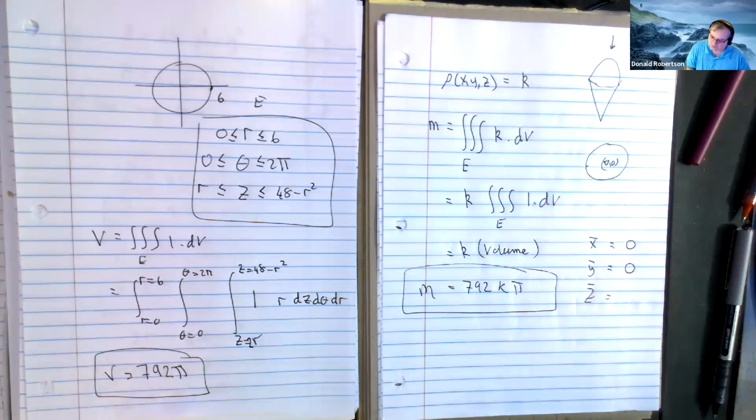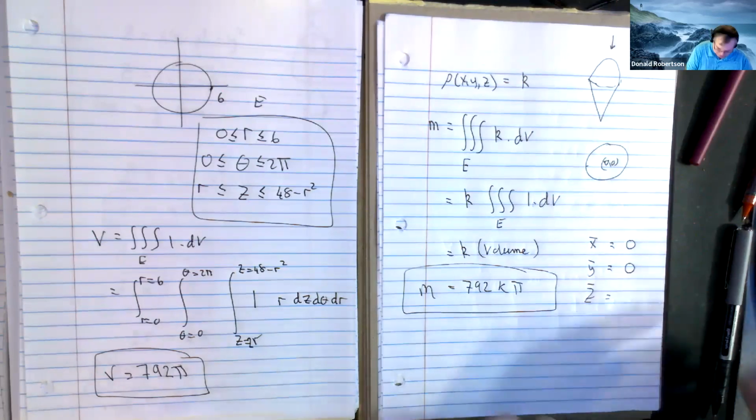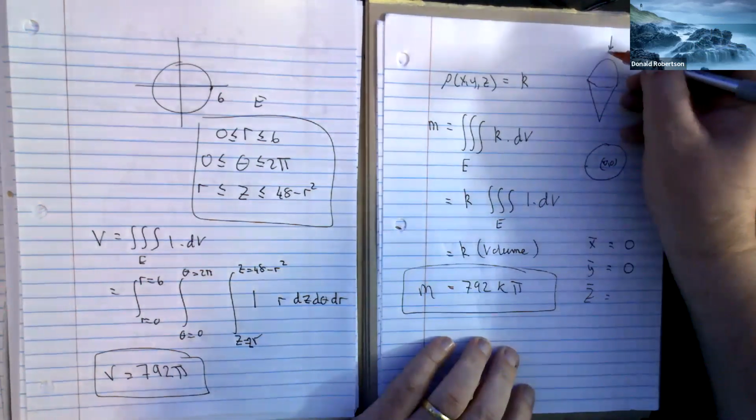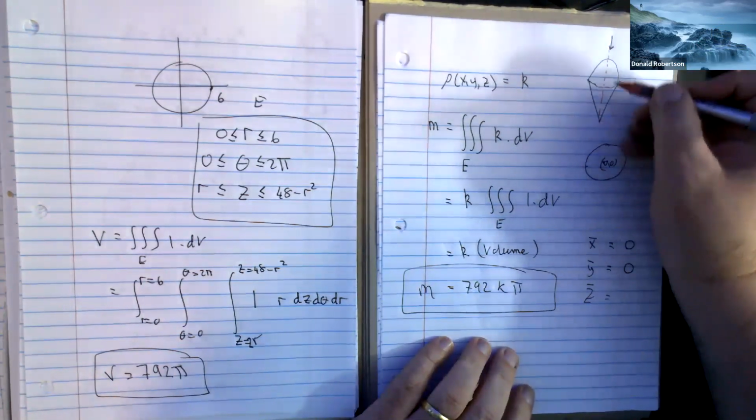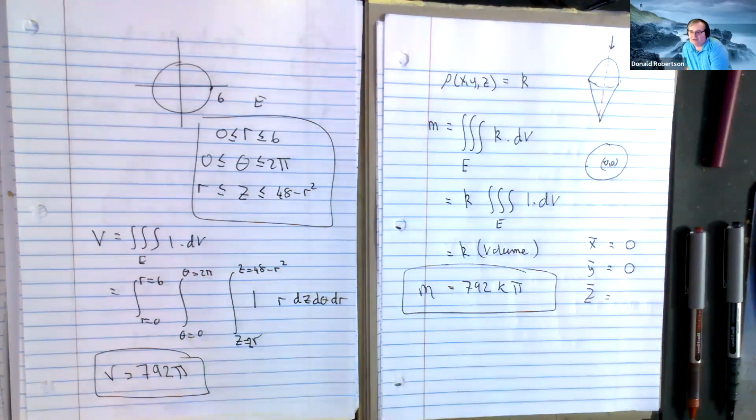So the only guy in town I need to worry about is z bar, which is basically, if you imagine this being the z-axis, where along this axis would the center of mass be? Does that make sense? That's probably where it's going to be, right? Somewhere right up the center of the shape, but you know, is it height 2, 4, 6, 8? Well, where's it going to be?